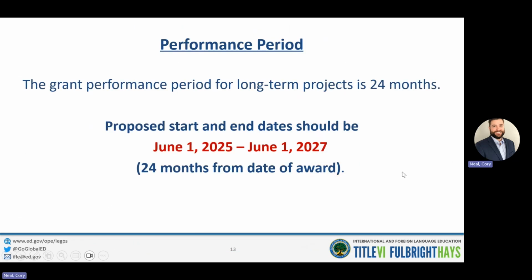Again, you have 24 months for your grant performance period. So in your proposal, you should include your start and end dates as June 1st, 2025 to June 1st, 2027. Of course, if awards are made past this date, you will have 24 months from the date of the award. You won't be held to that June 1st. That's just a placeholder that should be used.